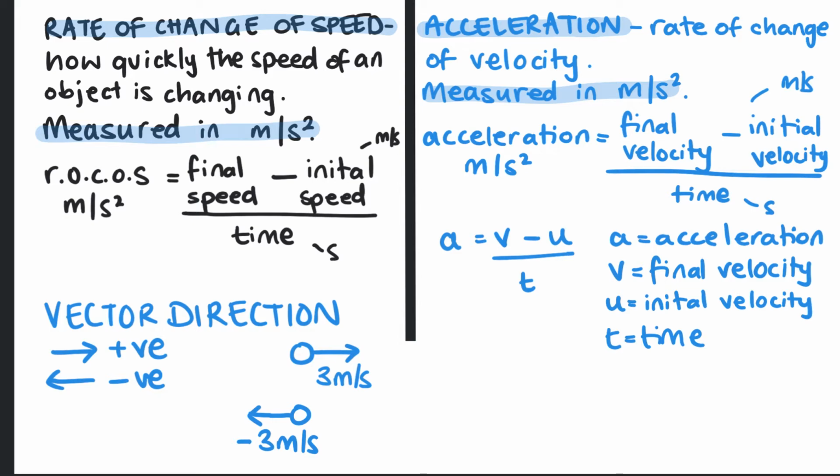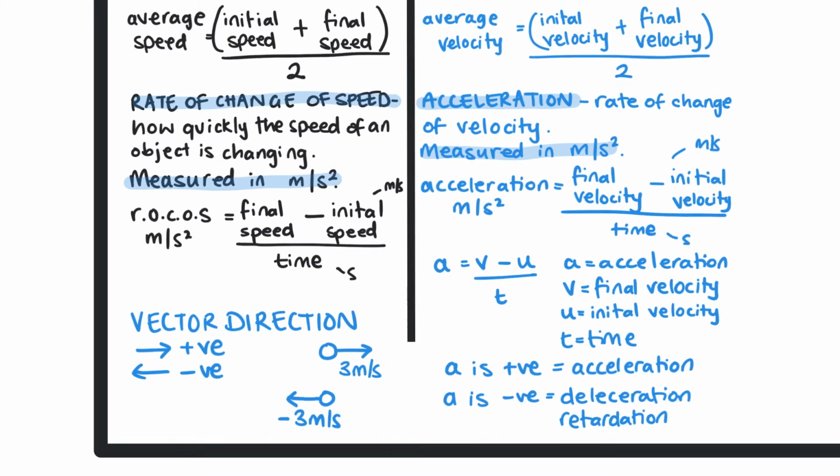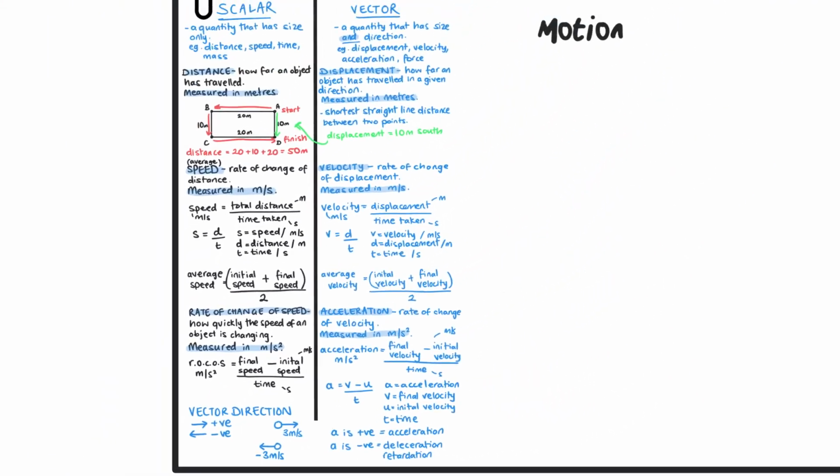So when it comes to acceleration, if we have a positive value for acceleration, so if A is positive, then that means we are speeding up, we are accelerating. So acceleration generally means that we are increasing in velocity. However, if we get a value of A that is negative, then that actually tells us that the velocity is decreasing, that we're slowing down. And the name we give to that is deceleration or retardation.